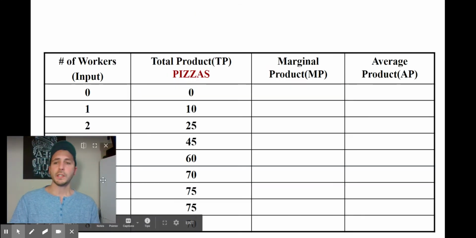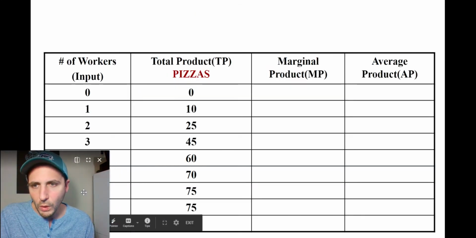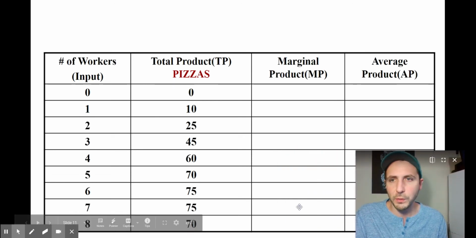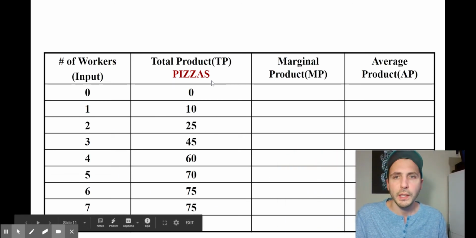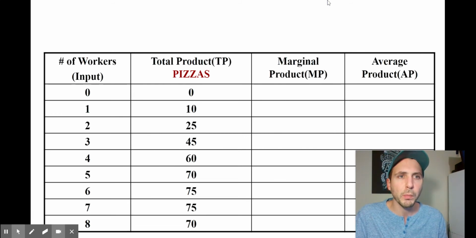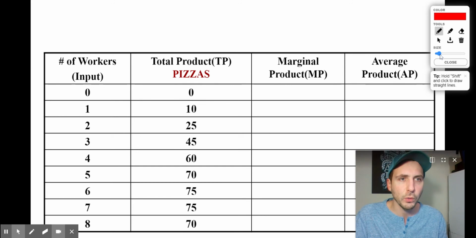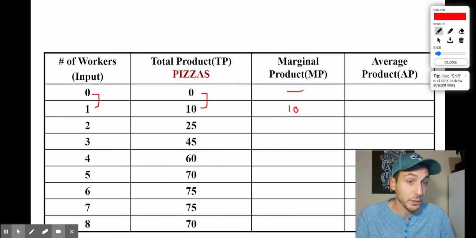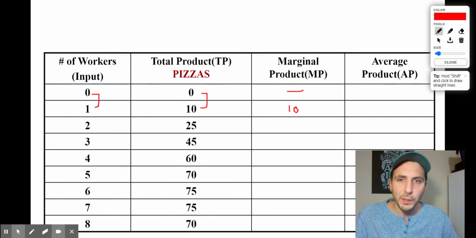Okay, so let's take a look at this in chart form. Over here on the left, let me get myself out of the way, we have our input of workers. Next, we have our total pizza. Can you calculate marginal product? Well, we know marginal product is just the change in total product divided by the change in inputs. So change in total product is right here. Change in input is 1. So 10 divided by 1, marginal product is going to be 10. Can't find the marginal of the 0. When I hire my second worker, I go from 10 to 25. Divide that by 1, so that's going to be 15.